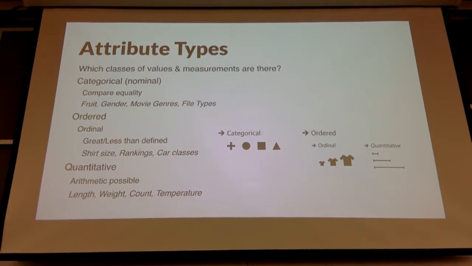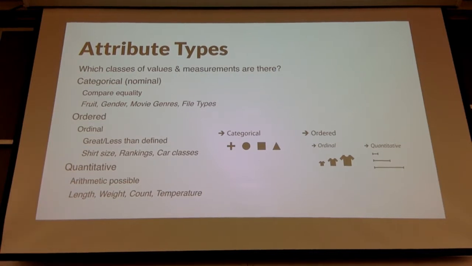And so nobody would try to infer an order here. Ordered ones, in contrast, do have an order, but are still mostly categorical. So ordered categorical is what you should think of when we talk about ordinal data, where we have a greater or less than defined. Think of things like shirt sizes, rankings, car classes. You get a compact, a medium, or a full-size car, for example. These are cases where you don't want to make a statement like a small t-shirt is twice as small as a medium t-shirt, but you can say a small is smaller than a medium t-shirt.